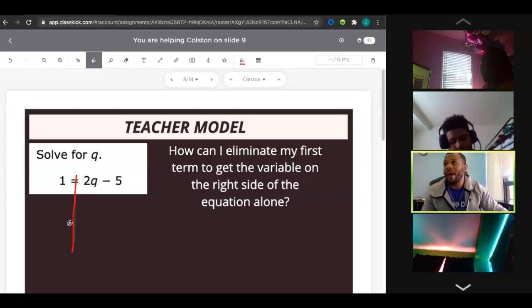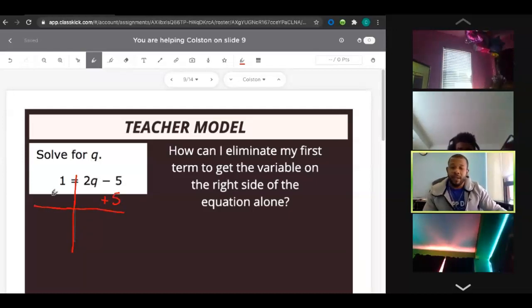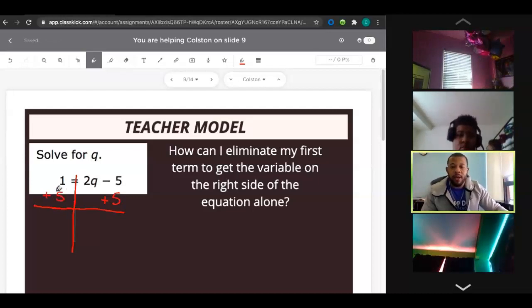Okay, so yes, I'm going to add 5, because I'm subtracting 5 right here. So I'm going to do the opposite of me subtracting 5, which is me adding 5. And if I add 5 on my right, what do I need to do on my left, Chase? Add 5 on my right. What do I need to do on left? Exactly, add 5 on my left as well. Make sure whatever you do to one side, you need to do it to the other side.